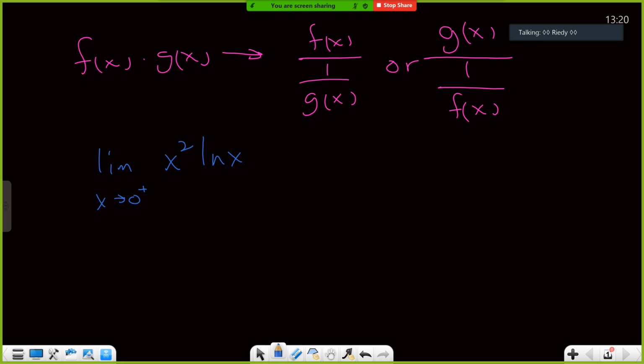Bust out your calculators, graph the natural log of x. Not the whole function, just the natural log of x. We'll deal with the x squared in a second. It can be slightly larger than 0. Yeah, so just to the right of the y-axis.